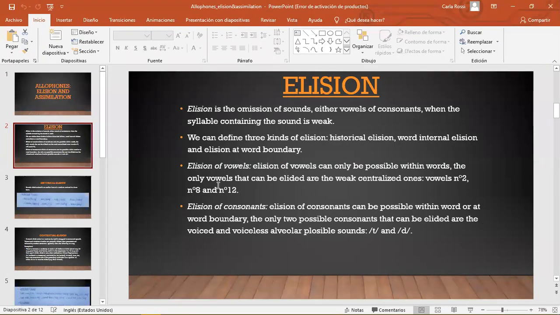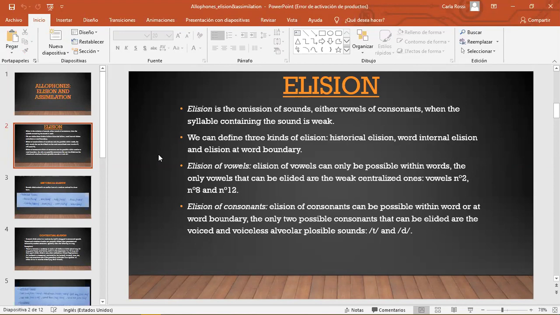We can define three kinds of elision: historical elision, word internal elision, and elision at word boundary. This phrase, at word boundary, is the same as saying in connected speech, when we connect two or more words or have a set of words together that can be affected by elision as well. So elision is the omission of sounds. It can be vowels and consonants as well, but not any vowels nor any consonants. Elision of vowels occurs only within words. Elision of vowels cannot be made at word boundary or in connected speech.